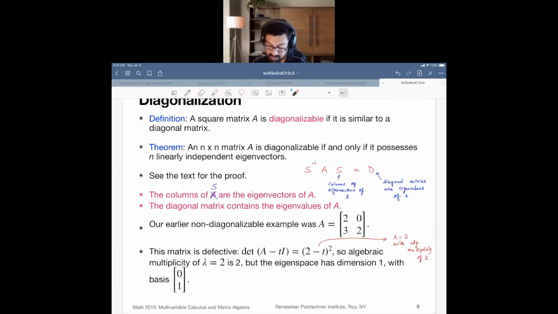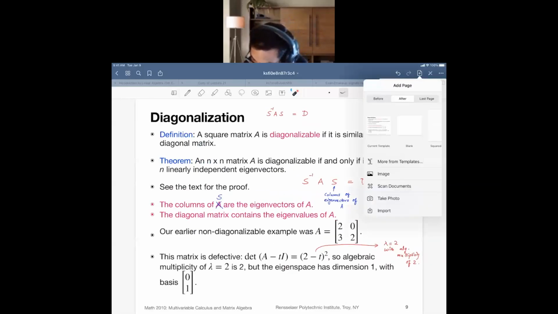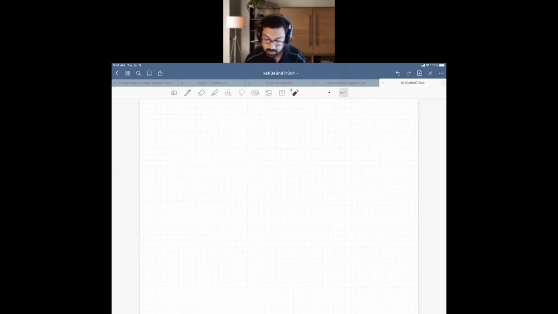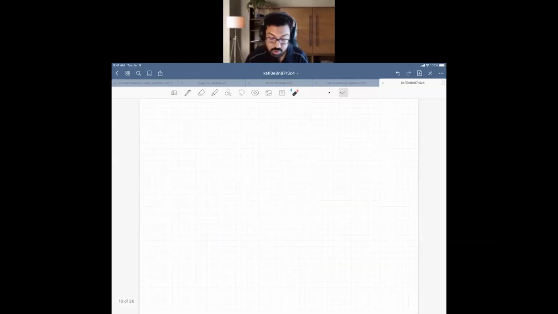But we are going to see that the geometric multiplicity, which is the dimension of the eigenspace, is actually just 1. So we'll add a page here and take a look at that. There's only one eigenvector. 2 is your eigenvalue, lambda equals 2, and we are trying to find the geometric multiplicity by looking at (A minus 2I)x equals 0. So we'll set up this augmented matrix.